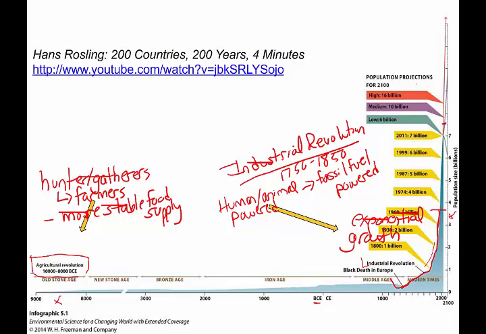The population is expected to grow to around 9.9 billion by the year 2050. So these are the current estimates. By 2050, they think there's going to be about 9.9 billion people on the earth. And then after that, they expect it to kind of plateau out.